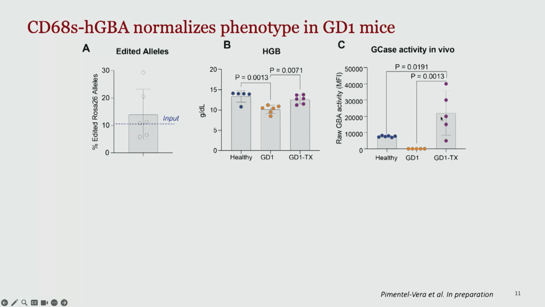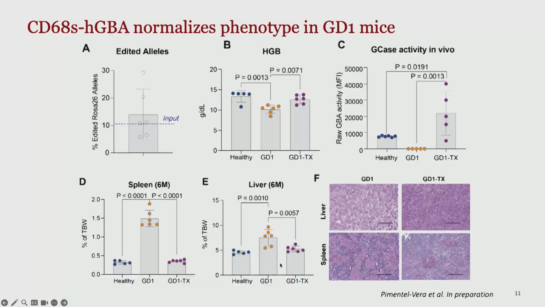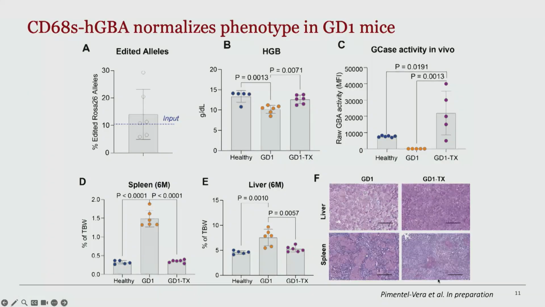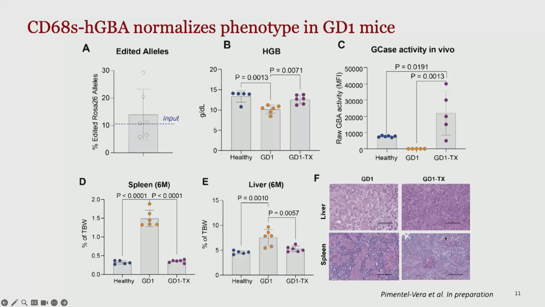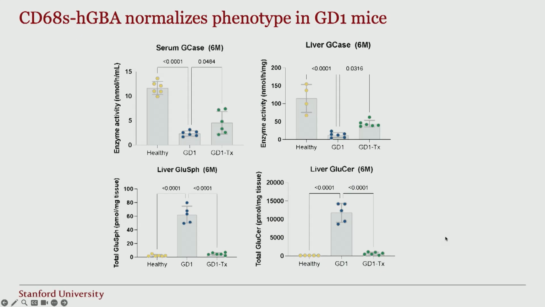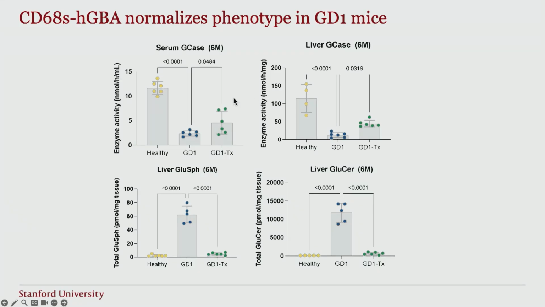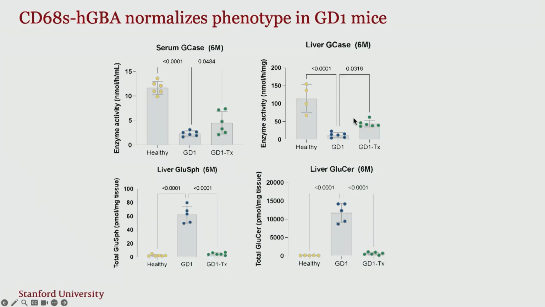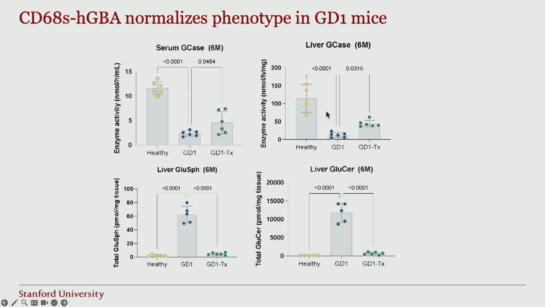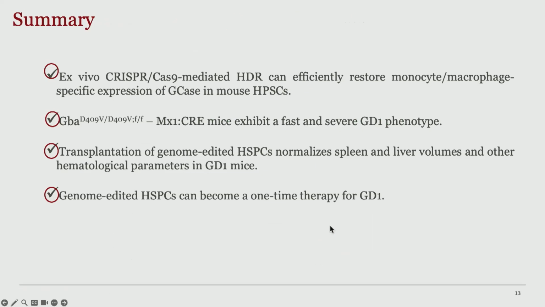Also normalizing the spleen and the liver sizes, as well as drastically reducing the infiltrated Gaucher cells. And we were also able to detect enzyme activity in serum and in liver between 10 and 20% of the normal enzyme activity, and that was enough to normalize the lipids accumulated in the liver.